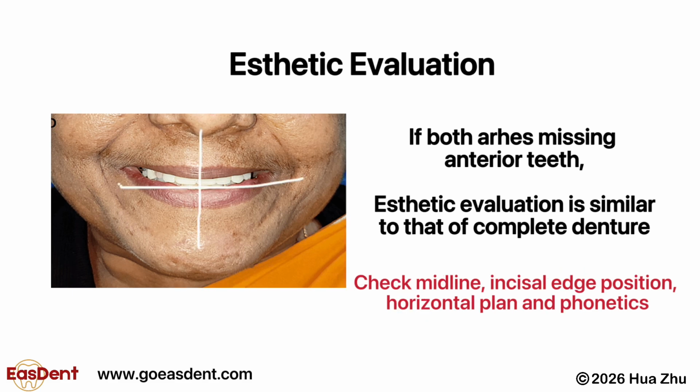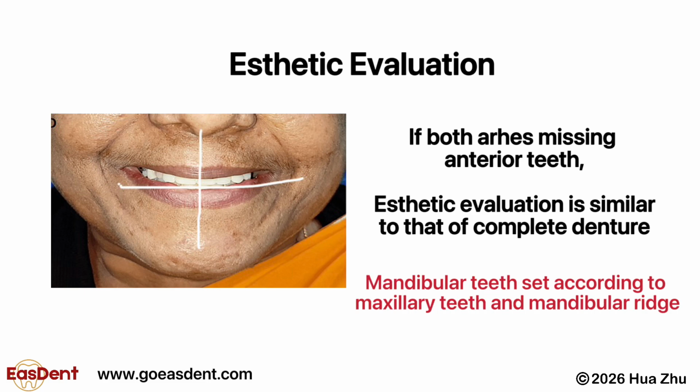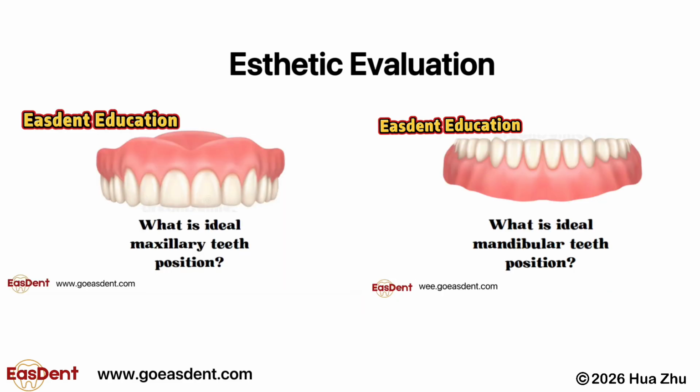Check the midline, incisal edge position, and horizontal plane, and use the phonetic evaluation to verify the position of maxillary anterior teeth. Once the correct maxillary tooth position is established, the mandibular teeth can be set according to the maxillary teeth and the mandibular ridge harmony. You can also refer to the education videos on what is ideal maxillary teeth position and what is ideal mandibular teeth position for additional guidance.